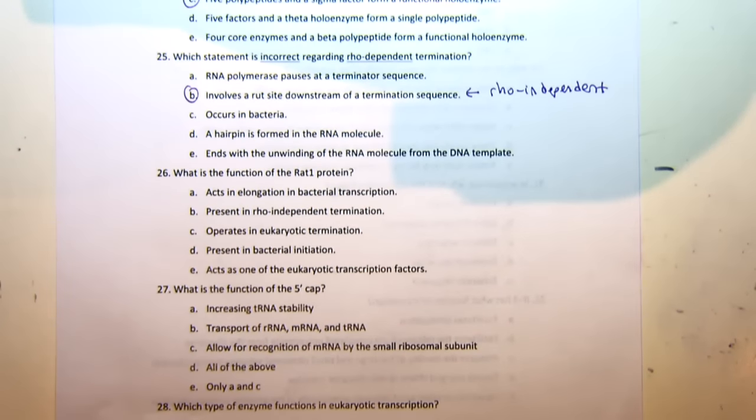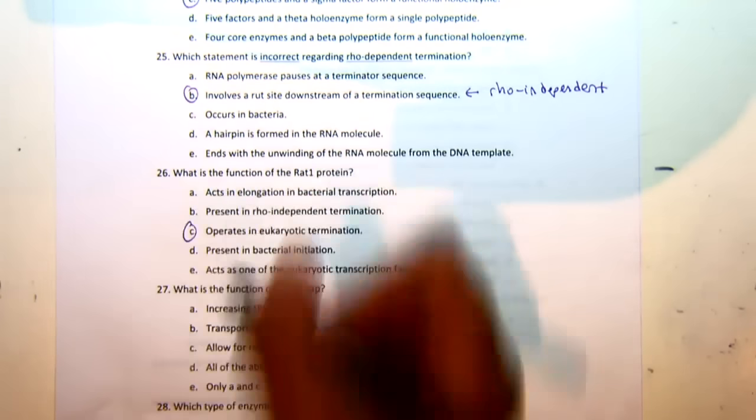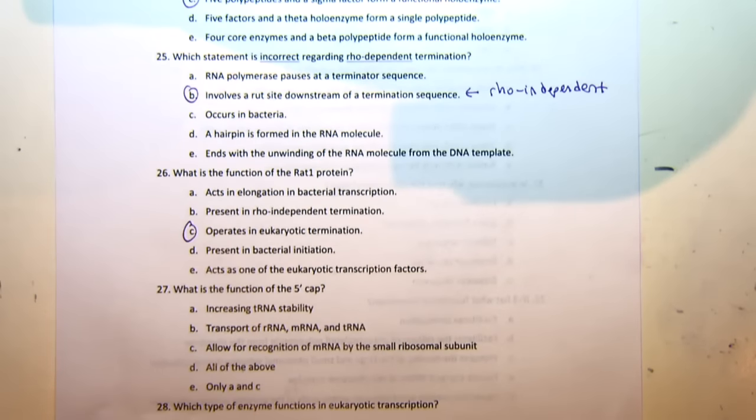All right, 26. What is the function of the RAT1 protein? This one is going to be C. It operates in eukaryotic termination.